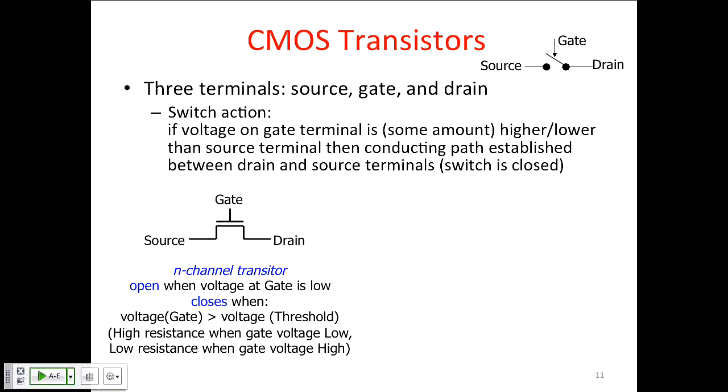I said there was 2 kinds. This is an N-channel transistor. An N-channel transistor, when the gate voltage is a 1, the source and drain are connected. When the gate voltage is a 0, they're disconnected. Okay.